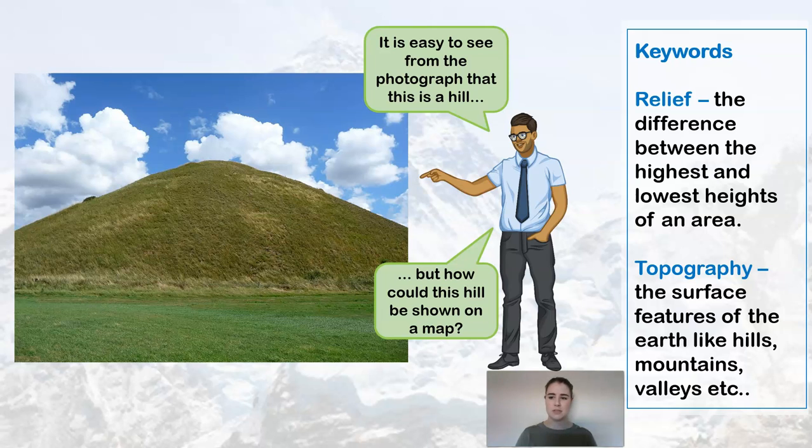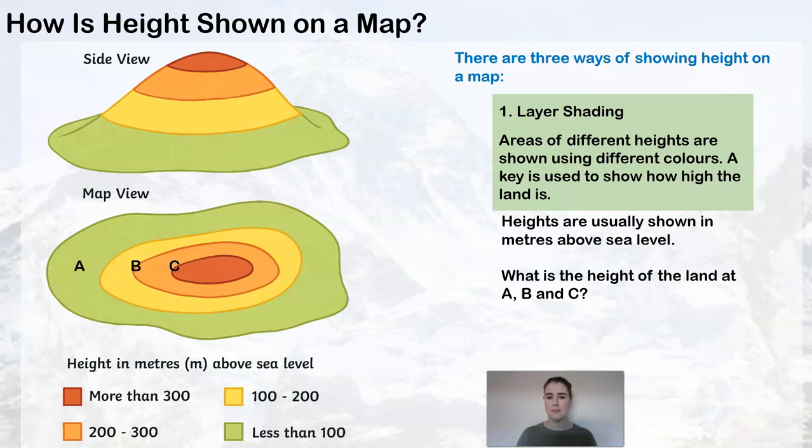So relief is the difference between the highest and the lowest height of the area. So we would have the lowest part of the hill here that would be measured, and we would have the highest point. And we'll have a look at what that looks like on a map a little bit further on in this lesson. We're then going to be having a look at the keyword topography, okay? So this is the surface features of the earth, like hills, mountains, or valleys. And this is how they are represented on a map, okay?